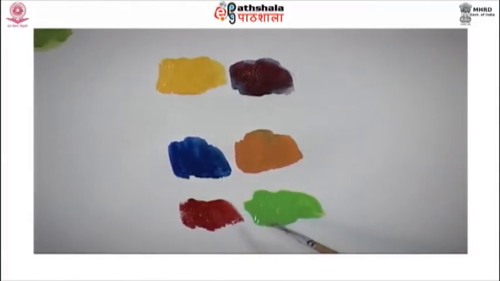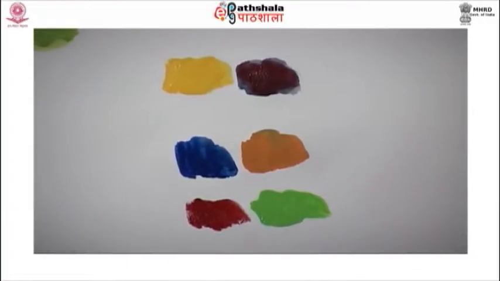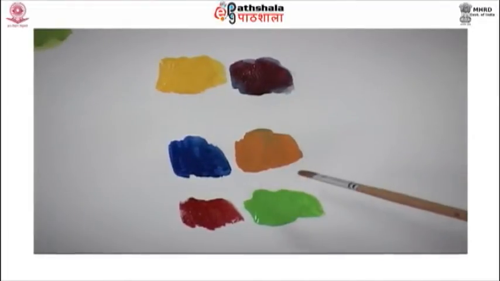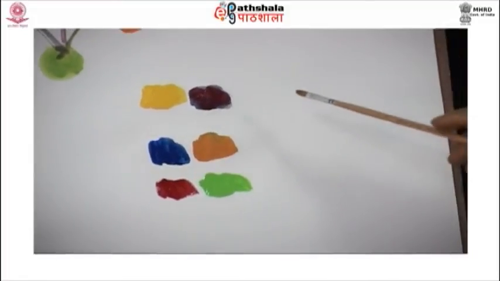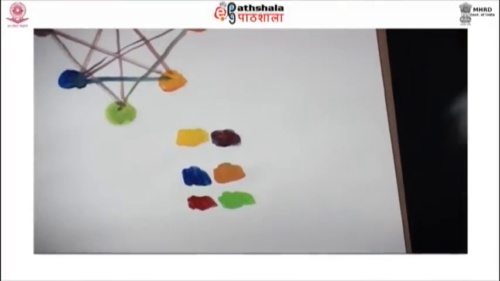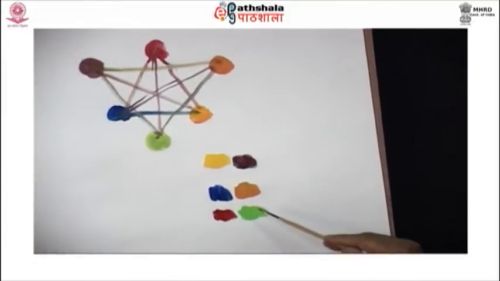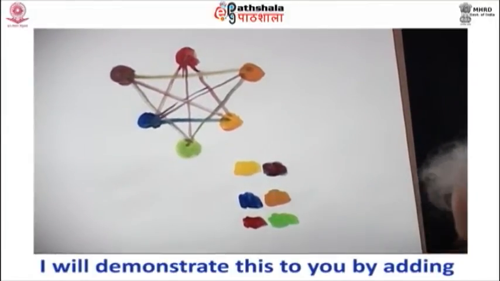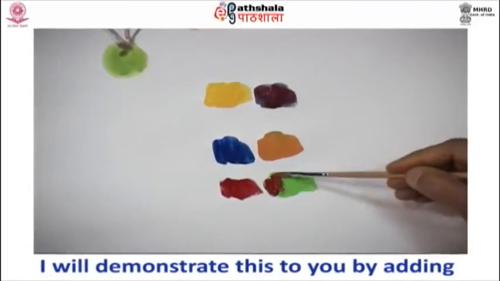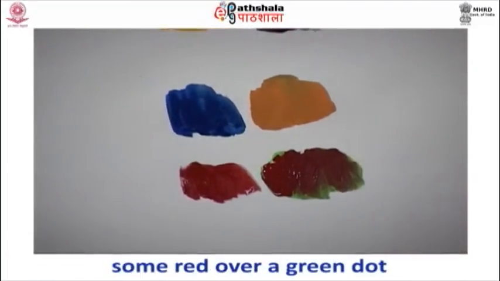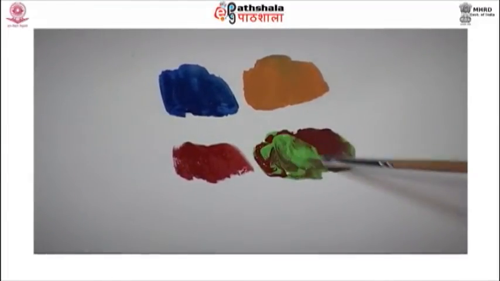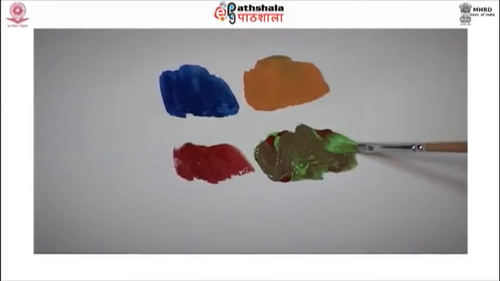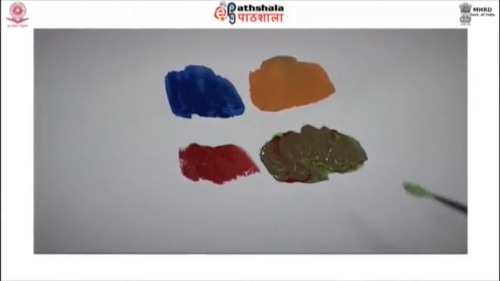In the basic color chart above, the red, yellow, and orange make the warm color scheme, and the other side, comprising blue, green, and purple, makes a cool color scheme. I will demonstrate this to you by adding some red over a green dot. You will notice how the green not only loses its vibrancy, it turns into a dull grey.